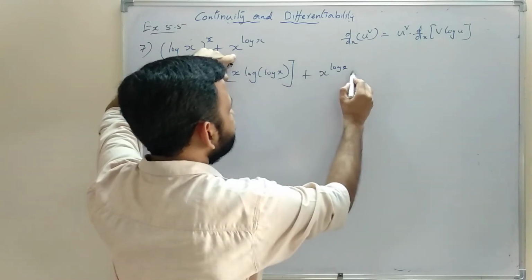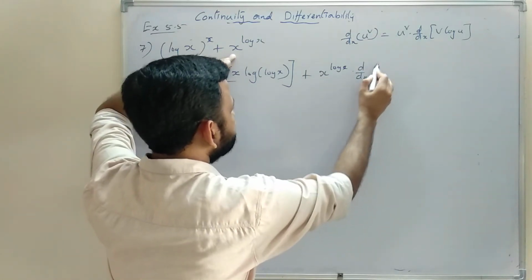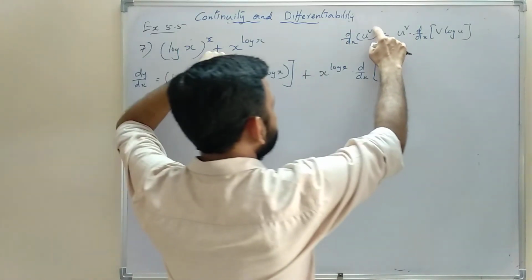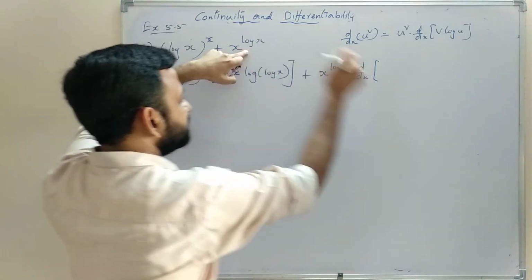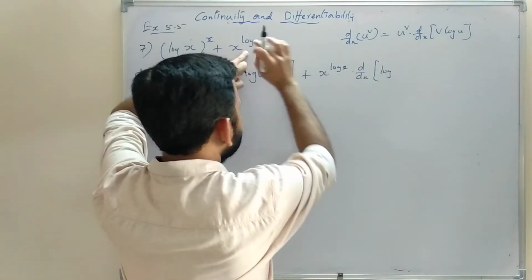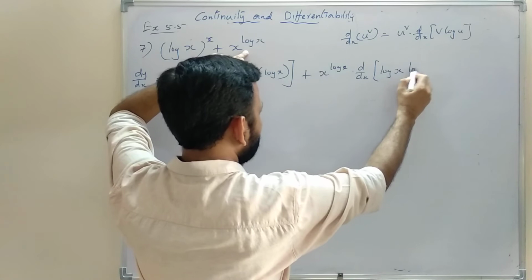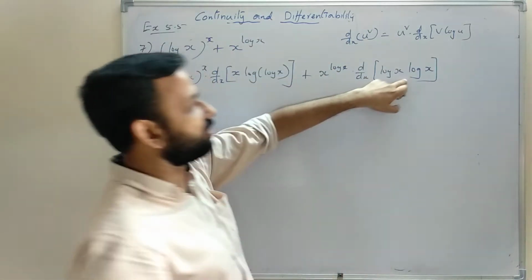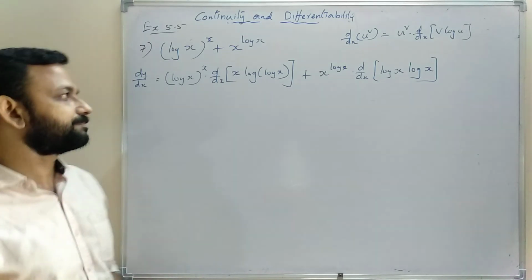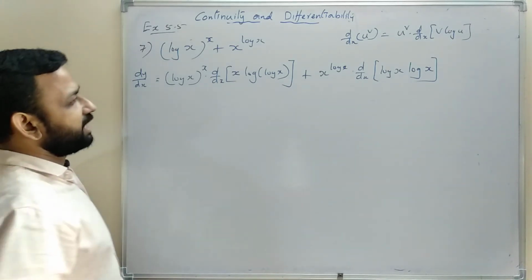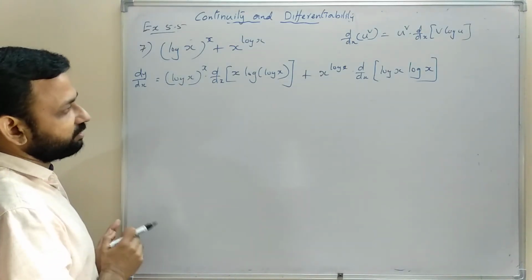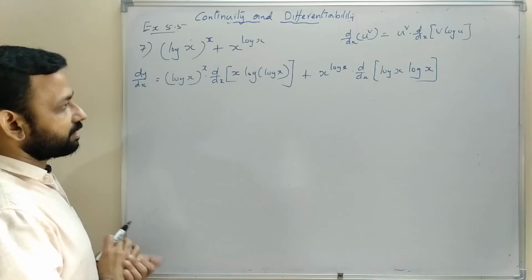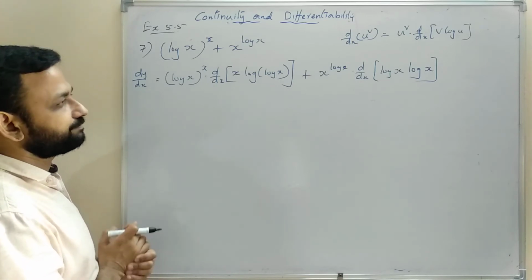v log u, that is log x, v is log x, then log, then base, that is x. Log x, log x. Now we can find that is log x into log x, square we can write up, or we can apply product rule there.